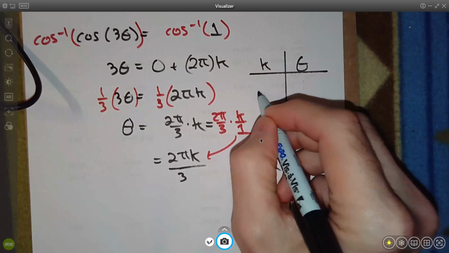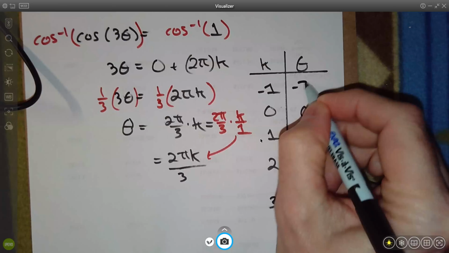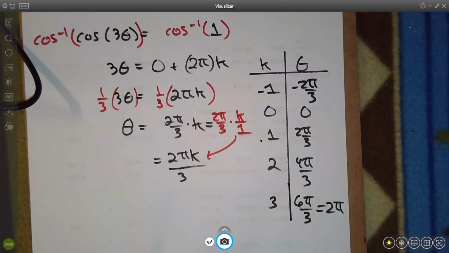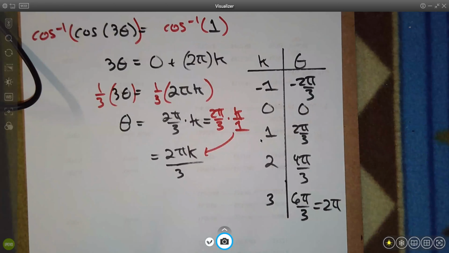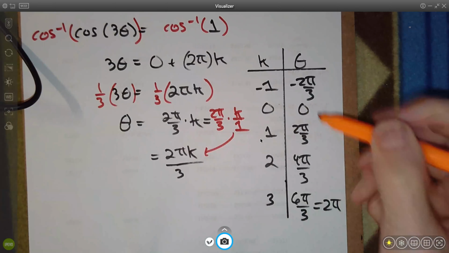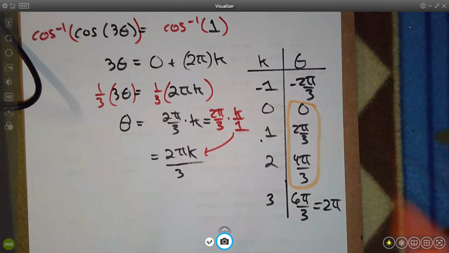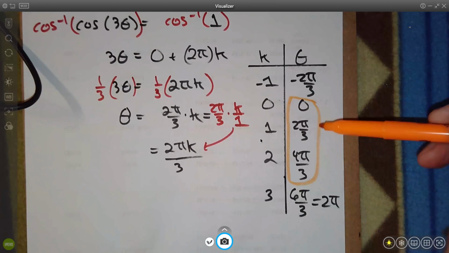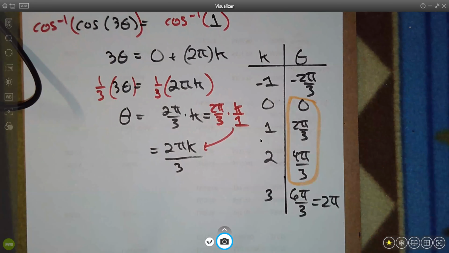If you go the other way, k equals -1, that's not part of your solution. So the only thing that should be part of your solution are these three right there: 0, 2 pi over 3, and 4 pi over 3. Now let's check that.